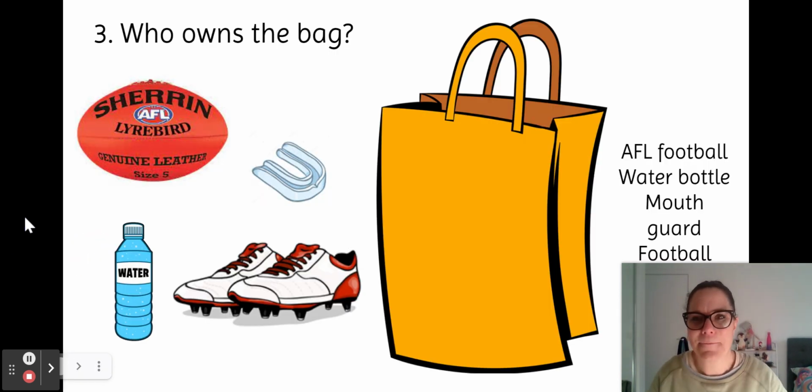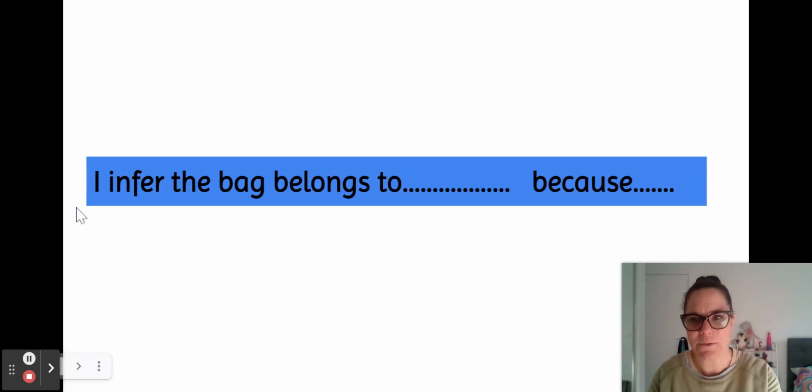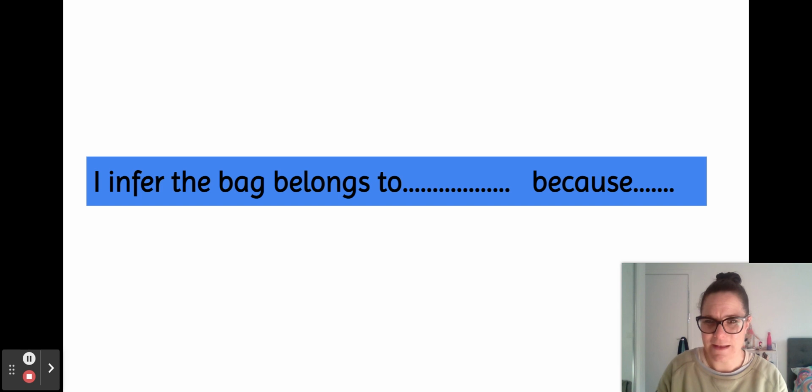Our third bag. Who owns this bag? The bag has an AFL football, a water bottle, a mouth guard, football boots. Who do you think this might belong to? Your inference sentence will be, I infer the bag belongs to, and give me your reason because. So you might say, I infer the bag belongs to a jockey because jockeys like to kick footballs. I'm not sure if that's true.